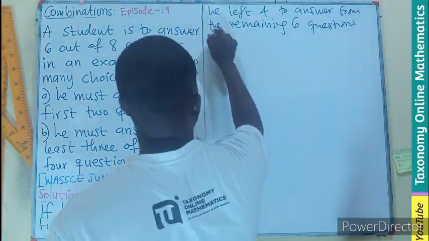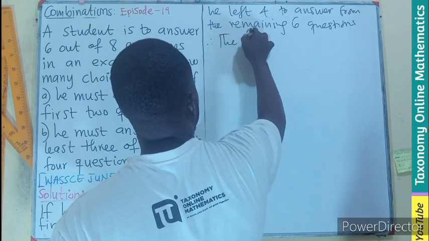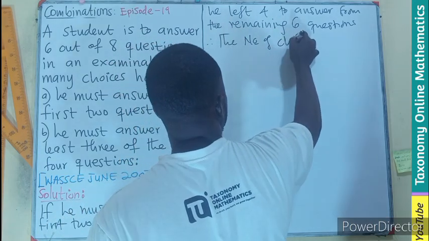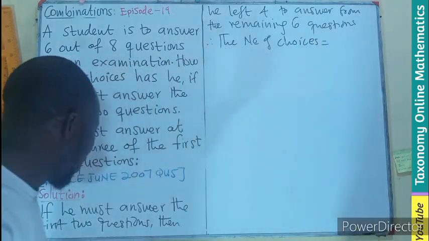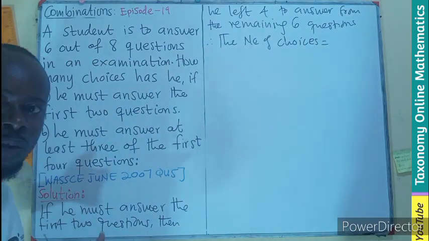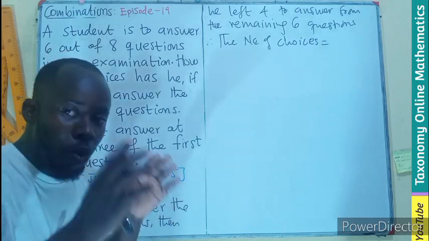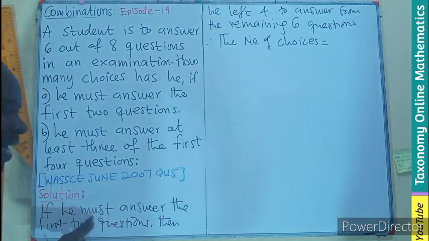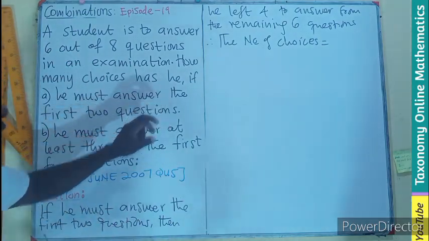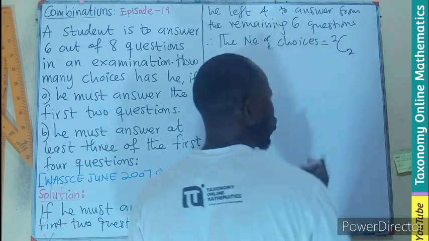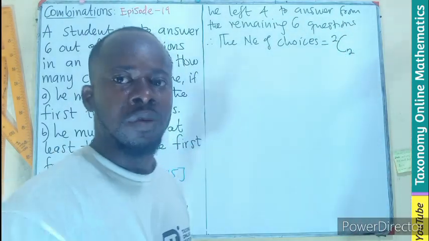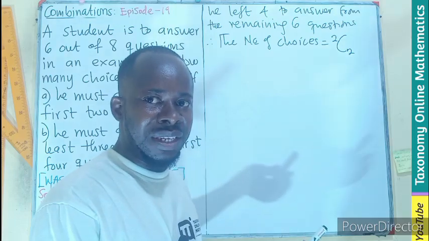So we can see that therefore the number of choices becomes: the first choice is to answer 2 questions from 2 questions. It's compulsory. You must. The word is what? Must answer the first 2 questions. So that means you are having 2 combination 2. You have 2 questions, you have to answer 2. That is the first combination.